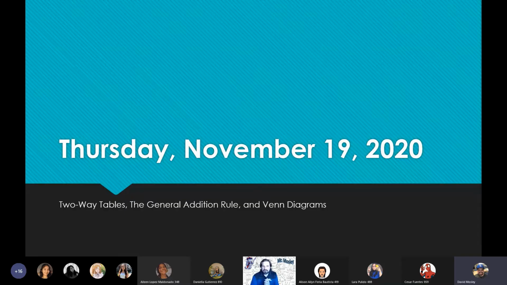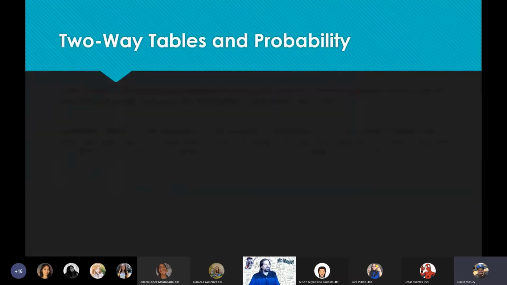We've got Thursday, November 19th, 2020. We're going to be discussing two-way tables, the general addition rule, and Venn diagrams. So first, two-way tables and probability.